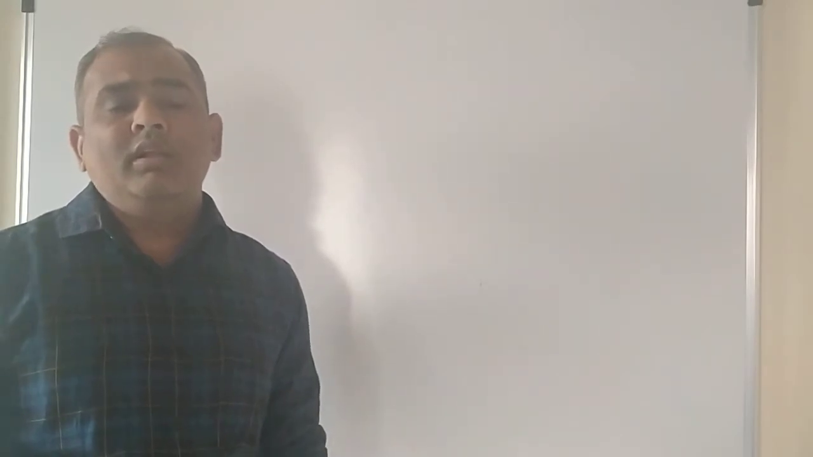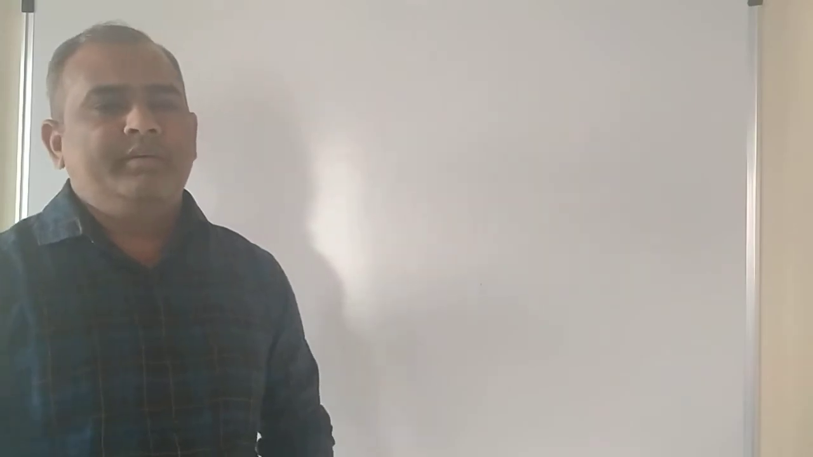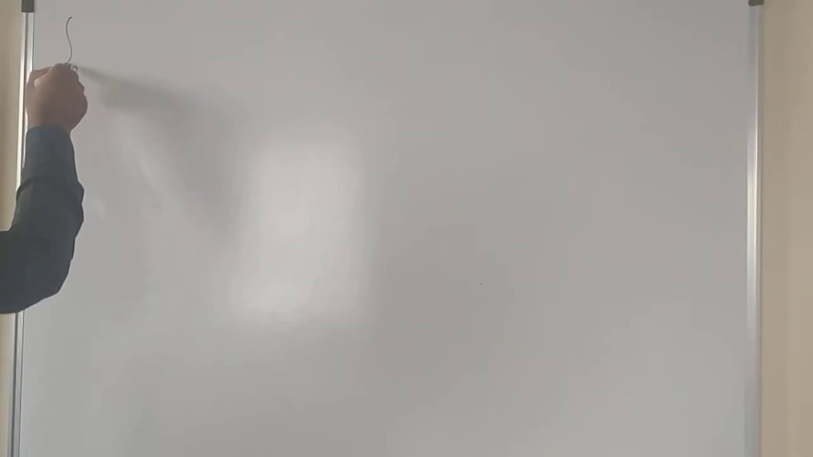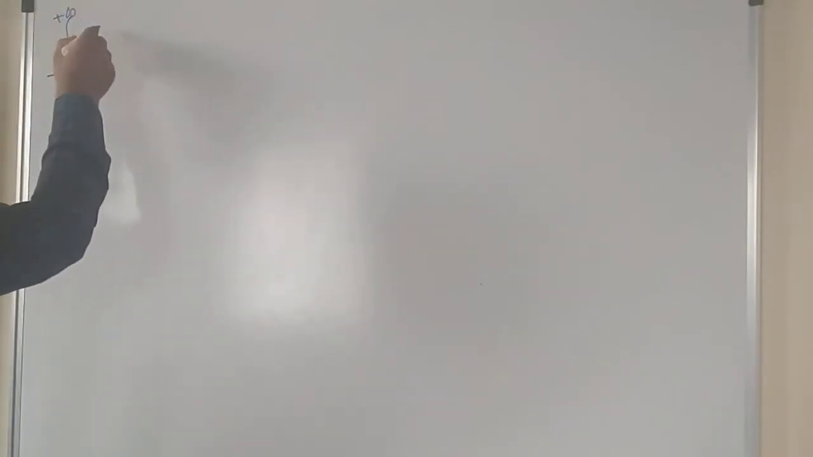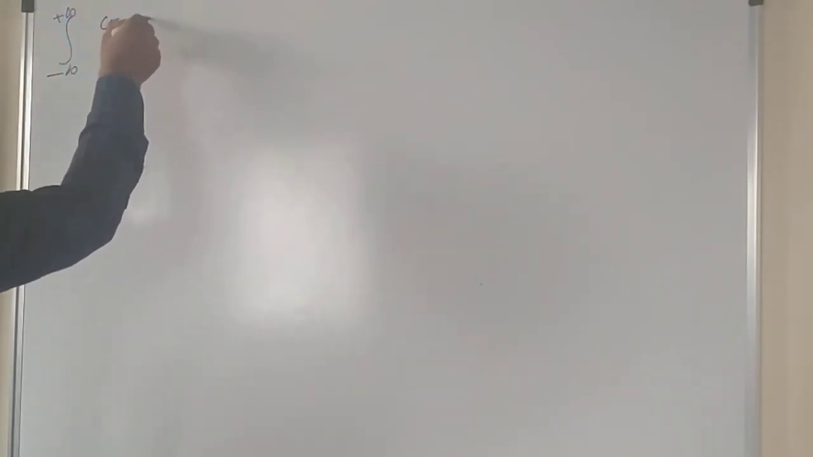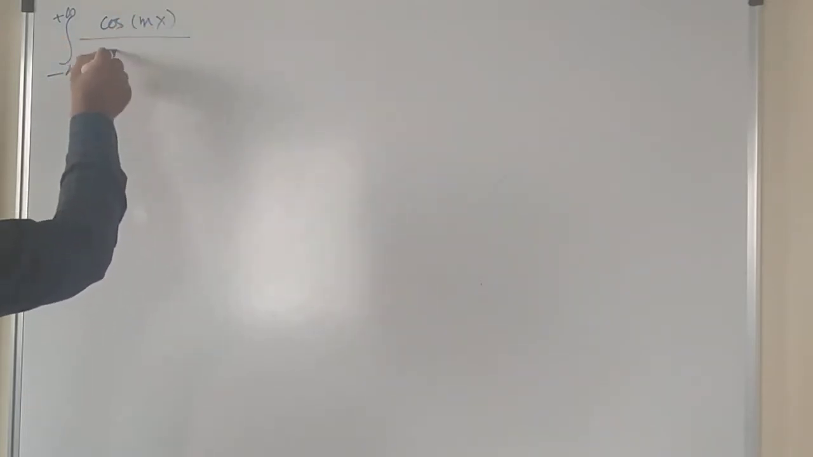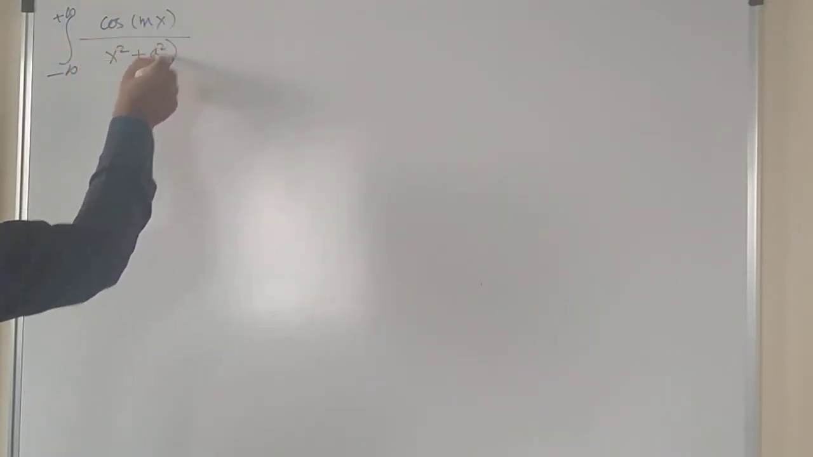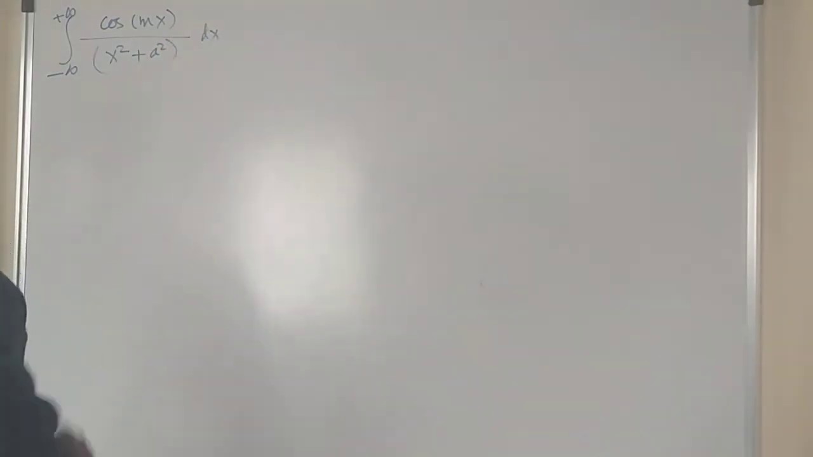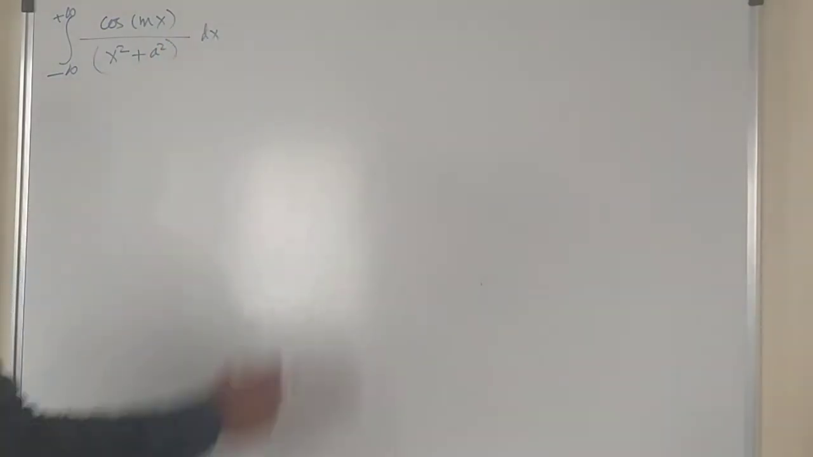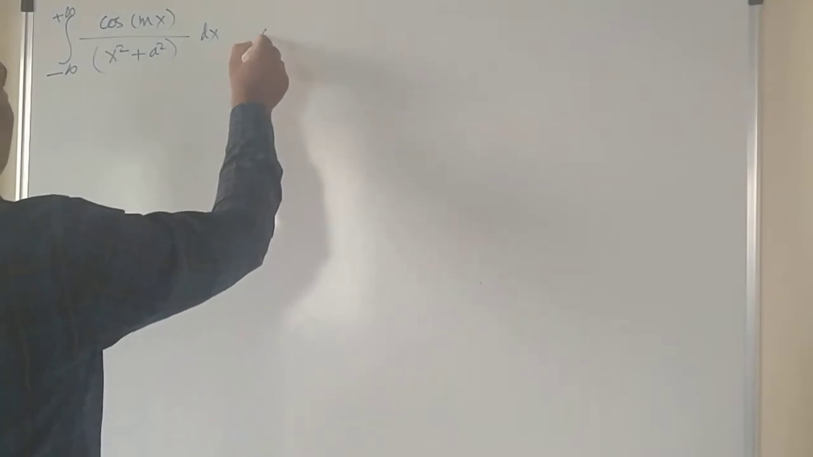Hey, good morning, students. Today we are going to study the next kind of integral, or how to solve an integral around a semicircle of the next kind. So, let us consider an integral of the type from minus infinity to plus infinity of cos of mx or sin of mx divided by x square plus a square into dx. How to solve this kind of integral around the semicircle?